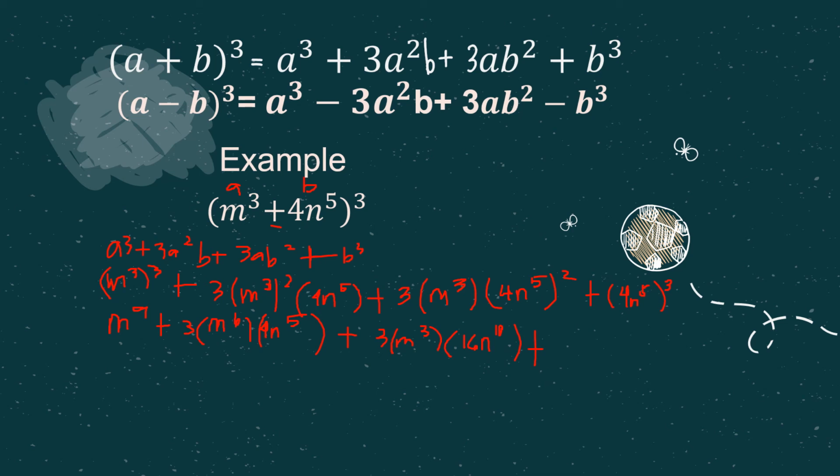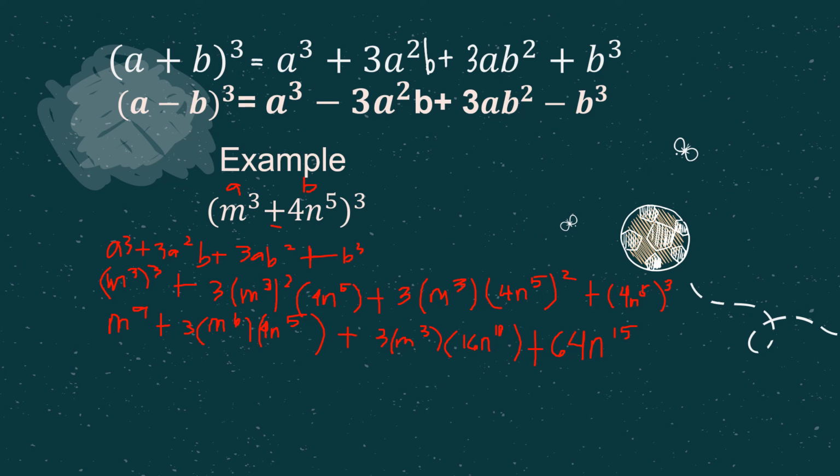you also take 4 cube, which is 64. 4 cube is 64. So 64 n, and then 5 times 3 is 15. Okay, so now we have that.